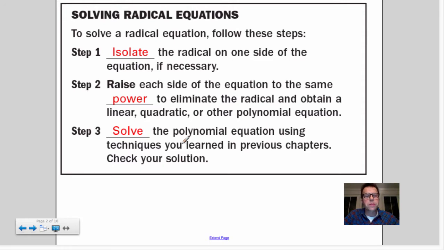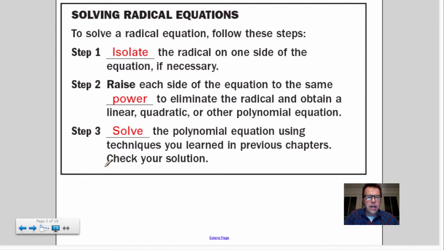Three steps. We try to isolate the radical on one side of the equation, and then we raise to a power that eliminates the radical. So if you have the square root, we raise to the square power. We'll see that in a sec. And then step 3 is that we solve the polynomial equation using techniques you've learned in previous chapters.